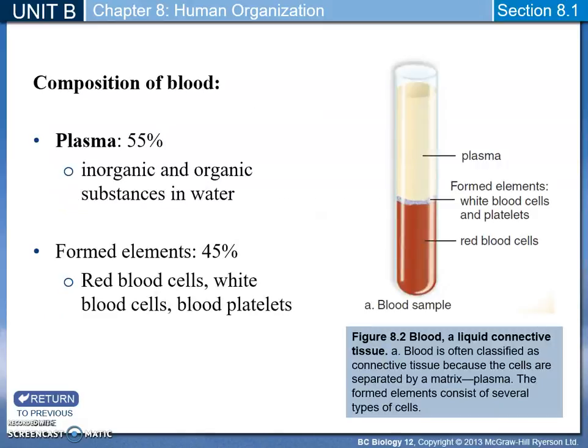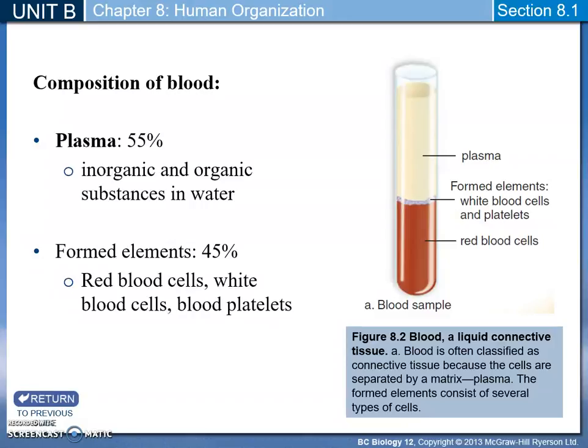So the composition of blood is 55% plasma, which is inorganic and organic substances suspended in water. And then you have the formed elements, which comprise about 45% of blood, and this would be the red blood cells, the white blood cells, and the blood platelets.